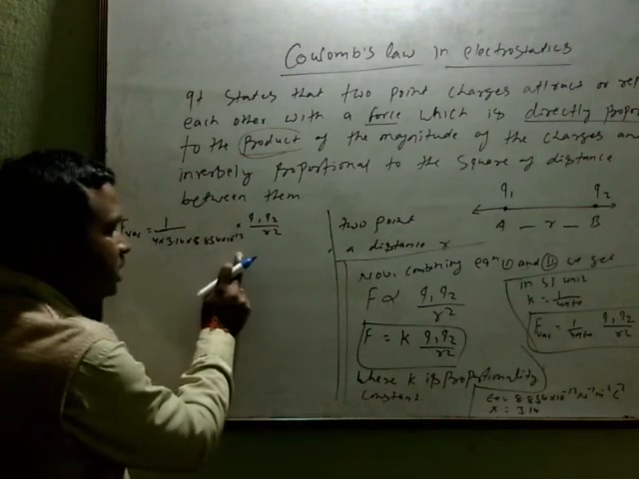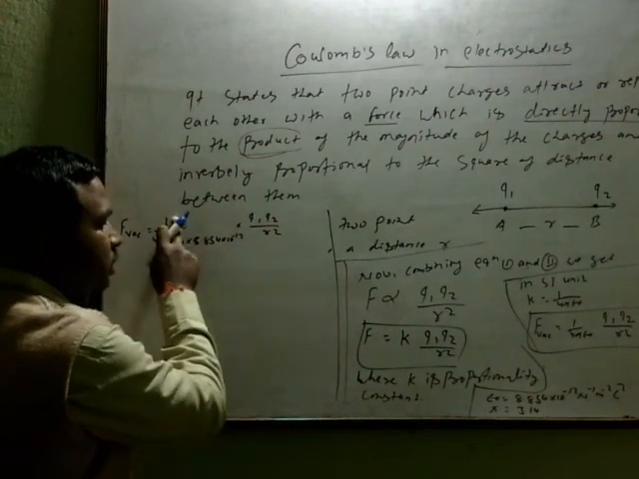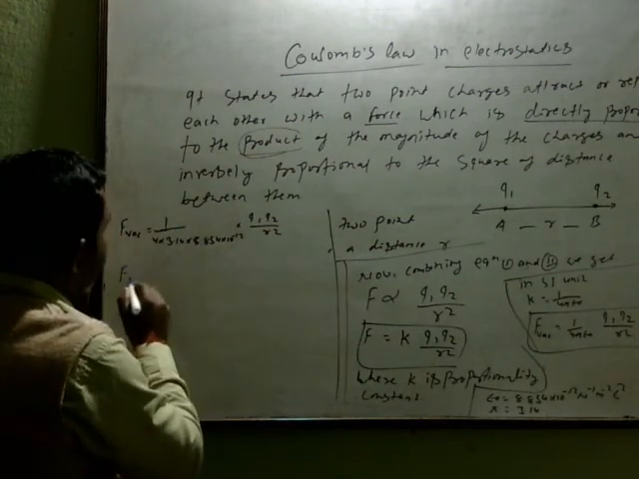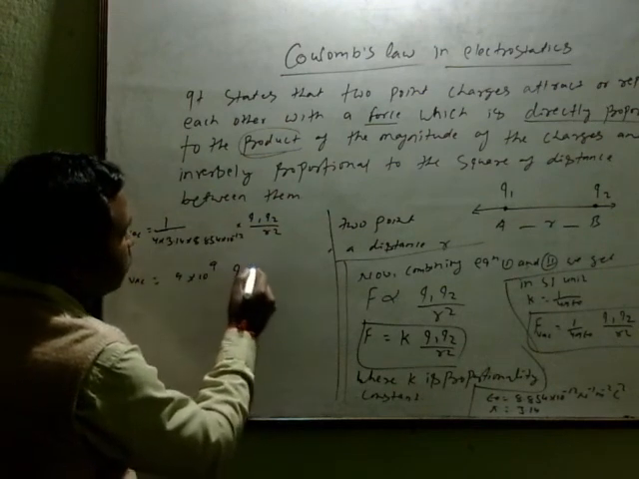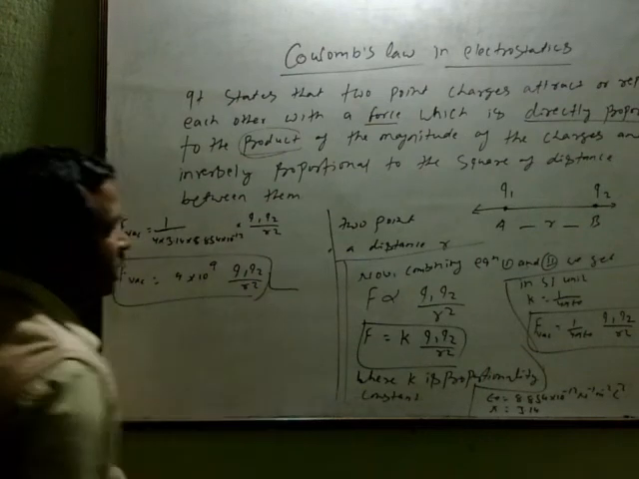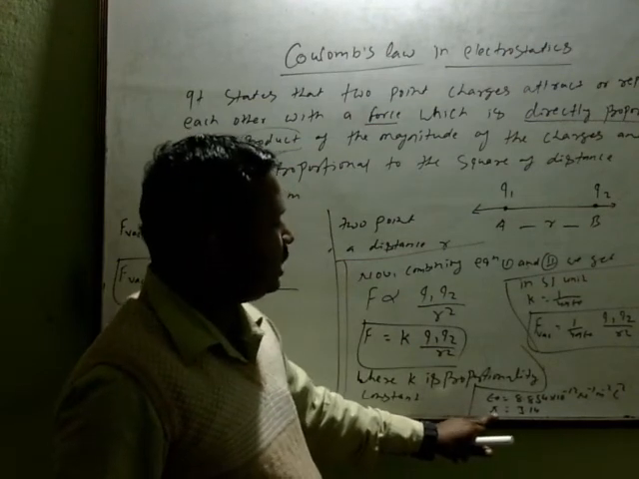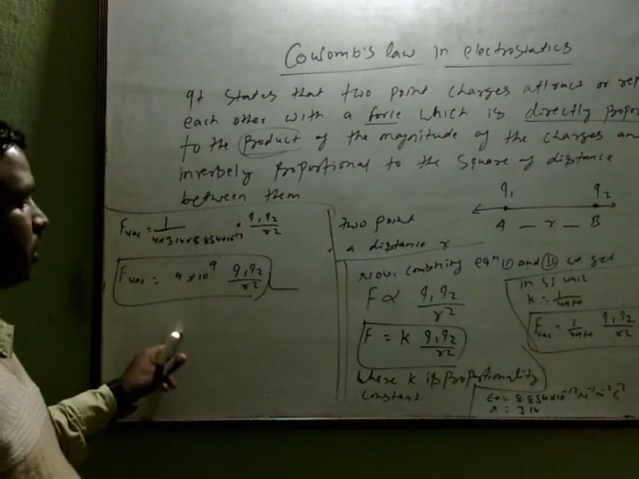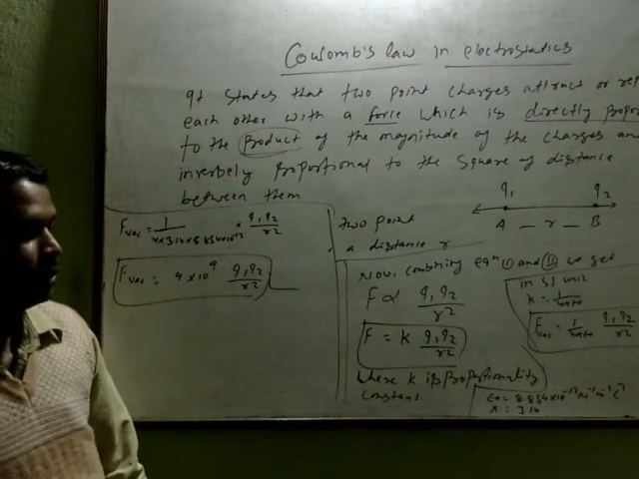Now multiply these and divide, and you will get F vacuum equal to 9 into 10 to the power 9 Q1 Q2 by R square. So this value you can also write. After writing this, you will come here and write these two steps. So this is the final equation, and you can solve so many questions related to this.